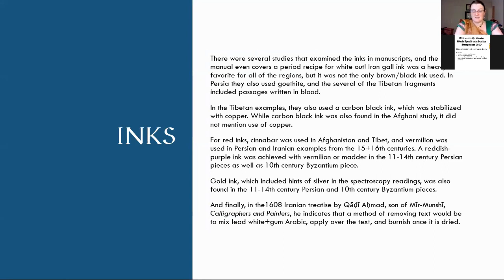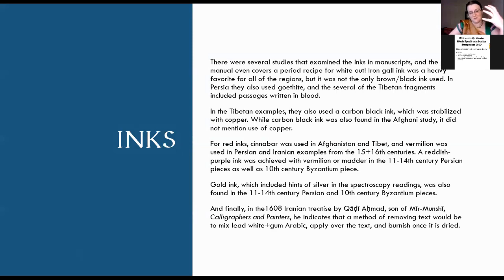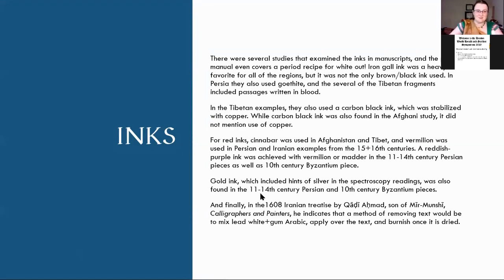So what's interesting is that in one of the two painting manuals, there was actually a recipe for whiteout. It was Qadi Ahmad, he and his painters and calligraphers, or calligraphers and painters rather, he essentially talks about, in removing text, mix some lead white with some gum arabic, apply it over the text, let it dry, burnish it, and write over it. So as a scribe who doesn't like scraping on paper because paper is so fine, it amused me greatly that we can now use whiteout for realsies because it is totally a period technique.